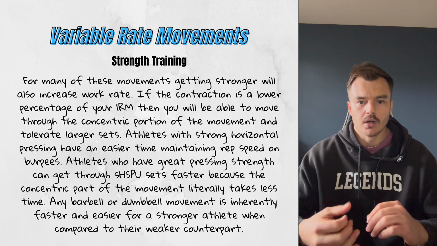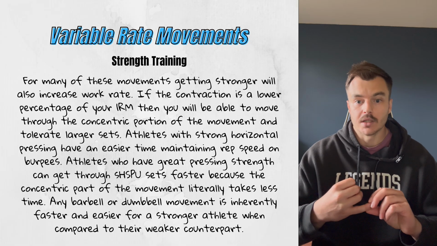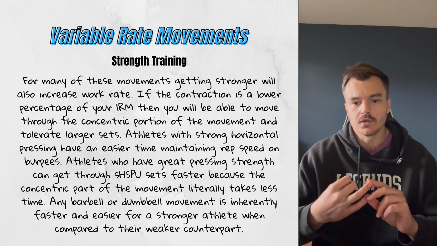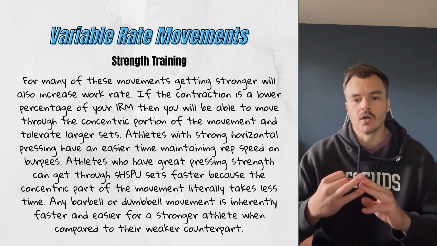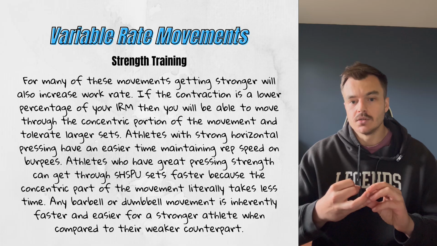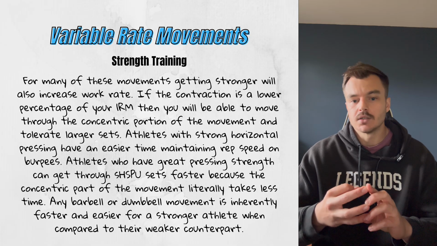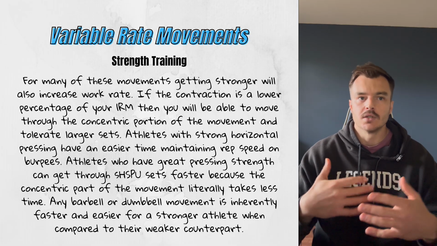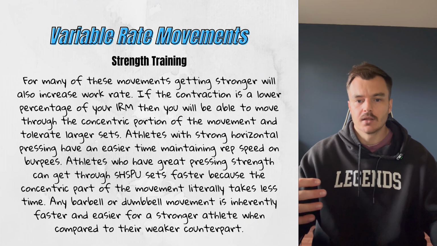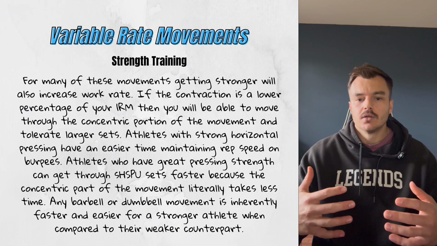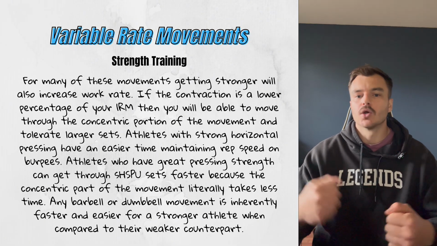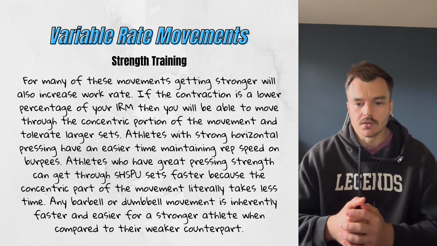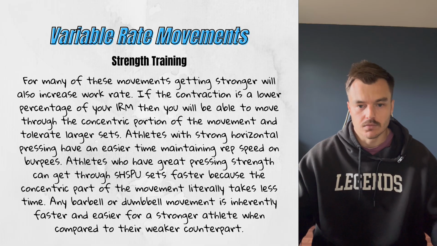Basically, the stronger you are, the faster the contraction can be with relatively less effort, and the denser sets you'll be able to tolerate. So the lower percentage the contraction is of your 1RM, the easier it is for you to do the contractions quickly, and the easier it is for you to do bigger sets, right? And so when we're looking at doing these variable rate movements, if there's a strength limitation, it'll show itself by your inability to tear through the concentric portion of the movement really fast, right? And so the easiest way to fix a strength weakness is to get stronger, right?